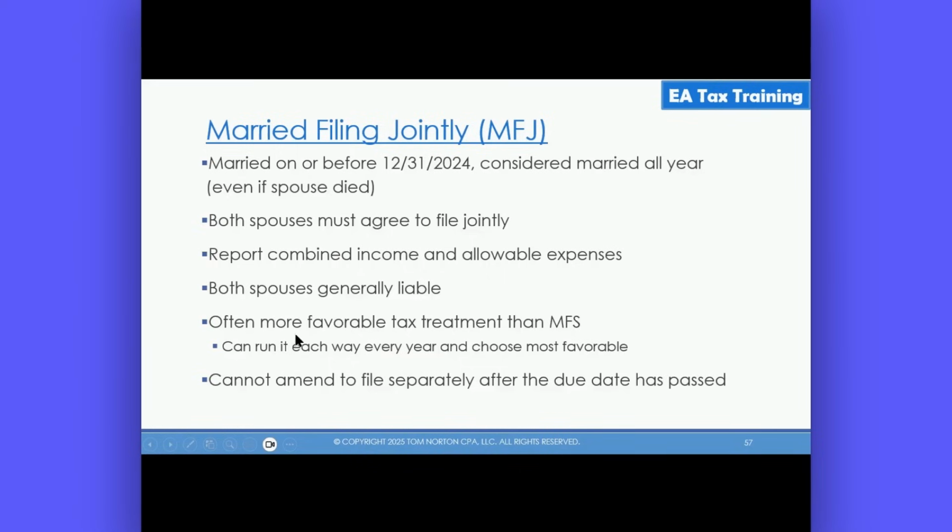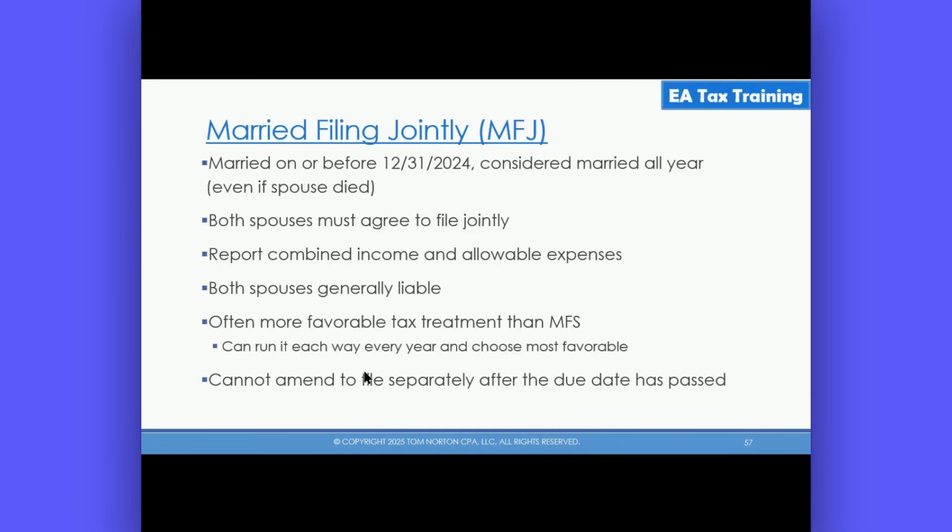Married filing jointly usually has more favorable tax treatment than married filing separately. What you can do is run it each way. If you've got good professional level tax software, usually you can choose to run it both ways. In other words, you can see what they would owe if they are married filing jointly, and what they would owe if they were married filing separately. Then you can compare the two and take whichever is most favorable. What you are going to find is most often it is most favorable from a tax standpoint to be married filing jointly. We'll talk later about some of the times that you might want to file separately anyway.